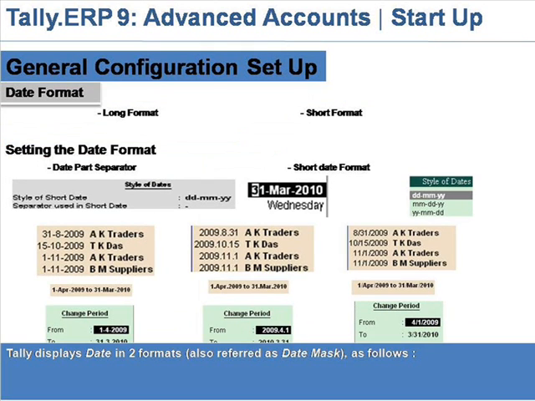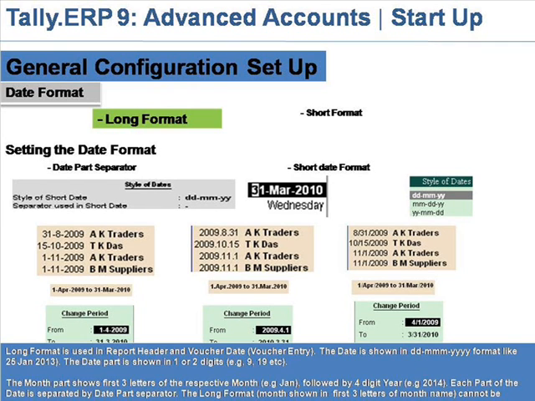Date format. Tally displays date in two formats, also referred to as date mask, as follows. Long format. This format is used in the report header and voucher date, that is voucher entry. The date is shown in DD-MMM-YYYY format, like 25th January. The date part is shown in 1 or 2 digits. The month part shows the first 3 letters of the respective month, for example JAN for January, followed by a 4-digit year, for example 2014. Each part of the date is separated by the date part separator.